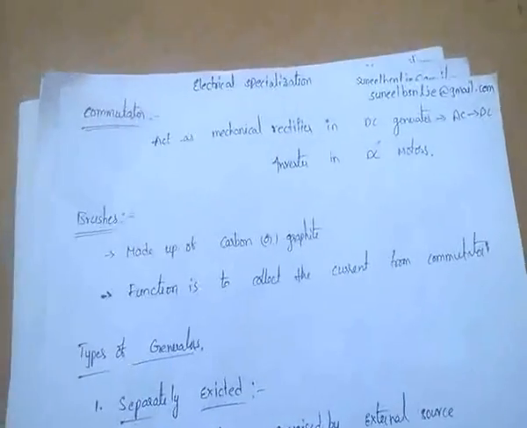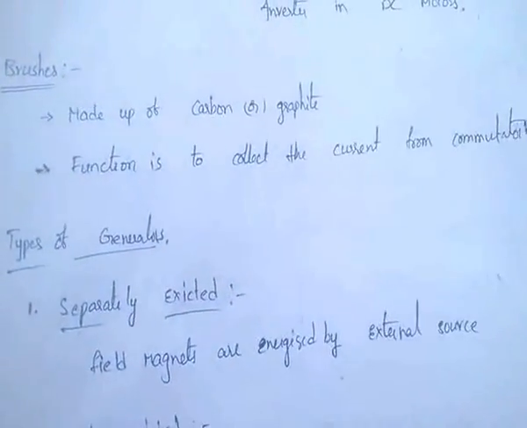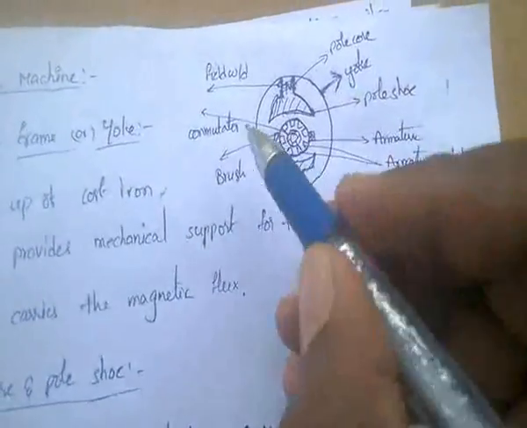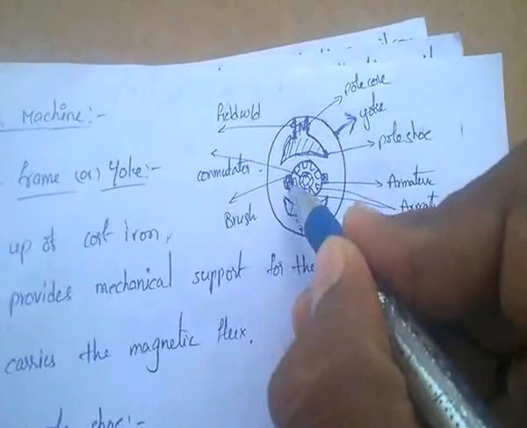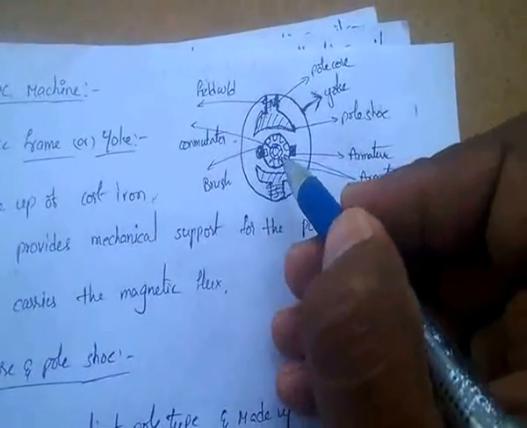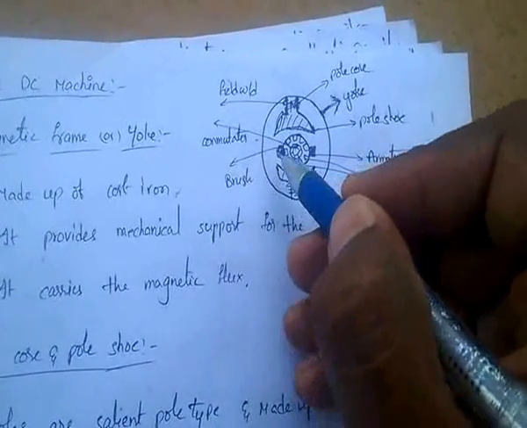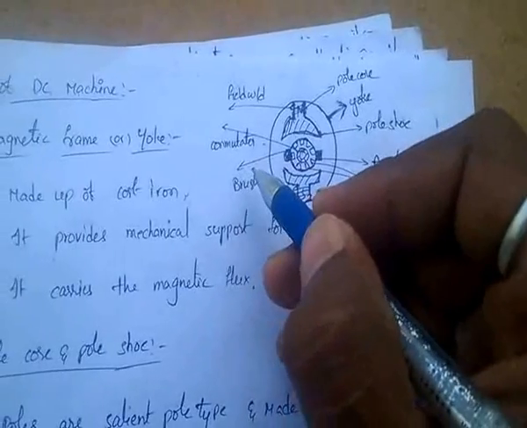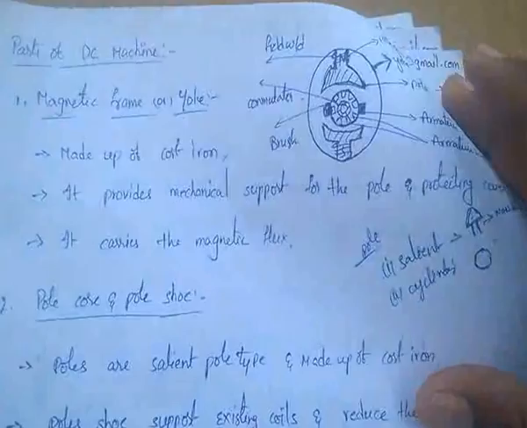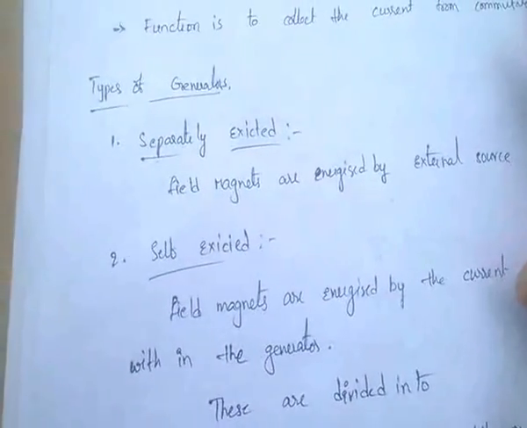Next main part is brushes. Brushes are made up of carbon or graphite. These are called brushes. The purpose of these brushes is to collect the current from the commutator.